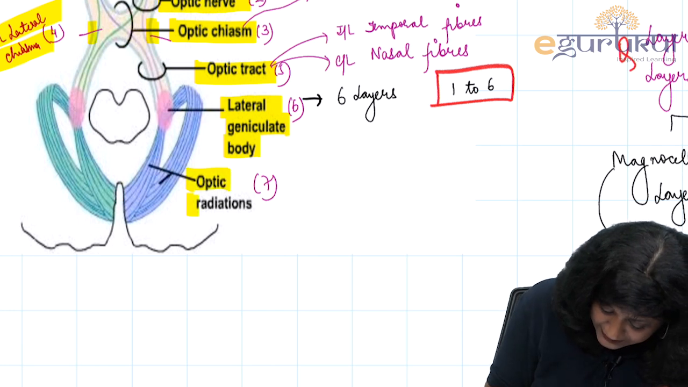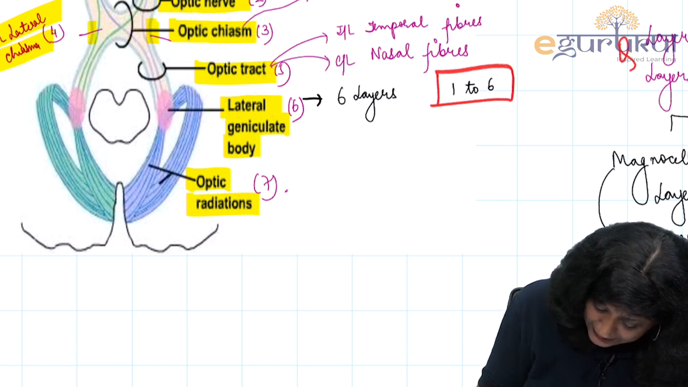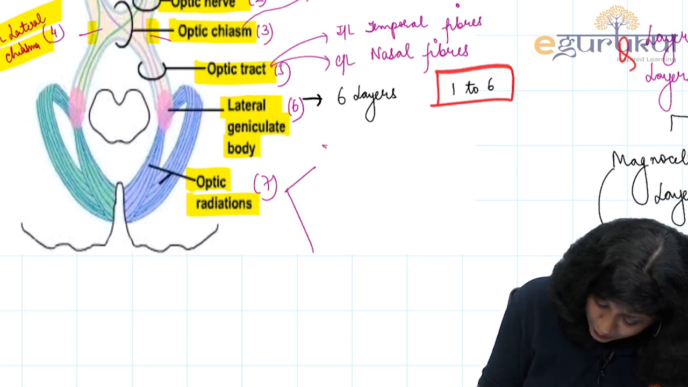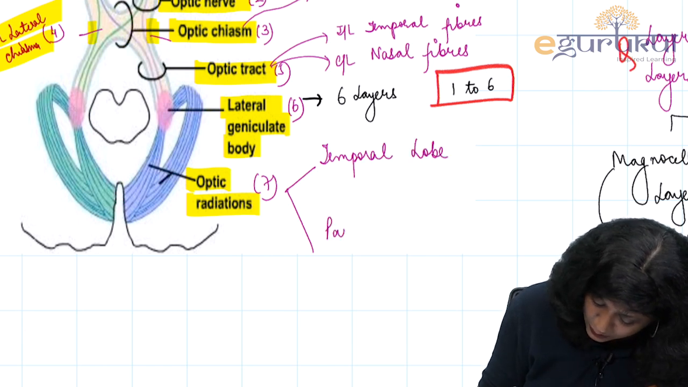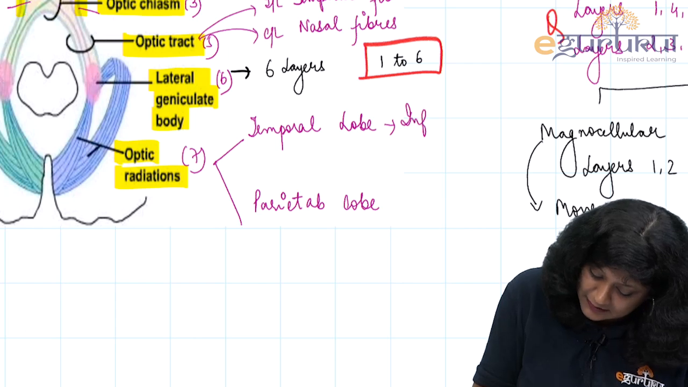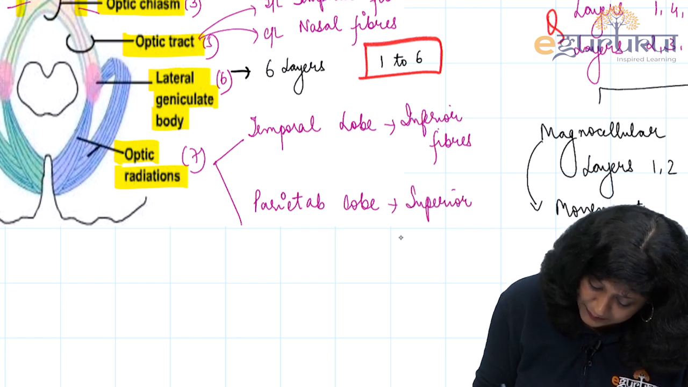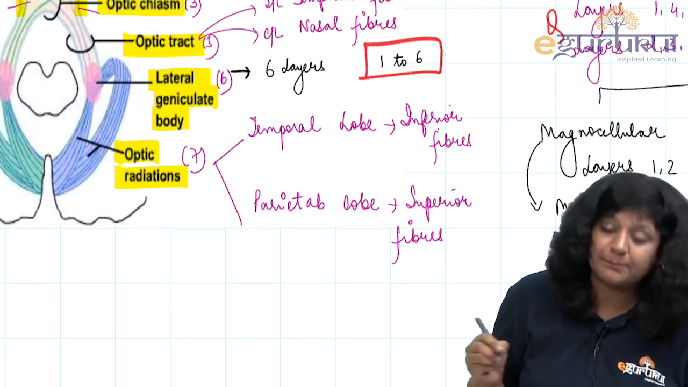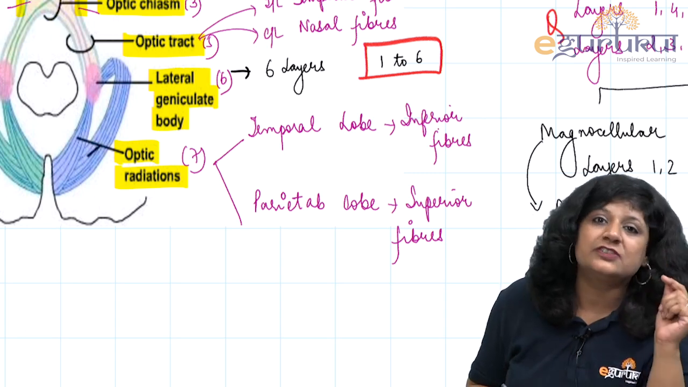Alright, so after the lateral geniculate body, we come to the optic radiations. Next is your optic radiations. Optic radiations are the sensory fibers and they are passing through 2 lobes. We have got the temporal lobe and then we have the parietal lobe. Through the temporal lobe are passing inferior fibers, and through the parietal lobe we have got superior fibers. So different fibers are passing and therefore different areas of the visual fields will be affected.